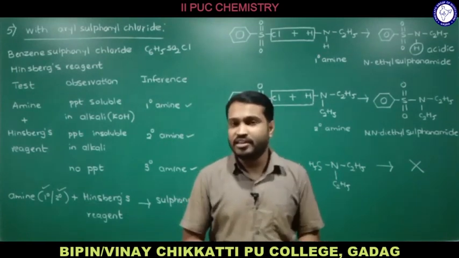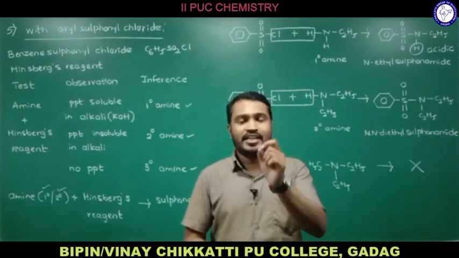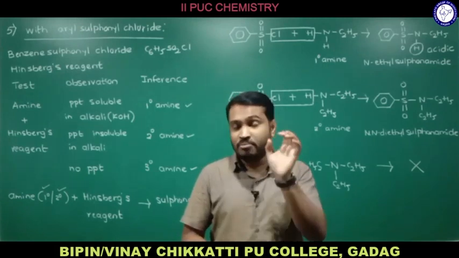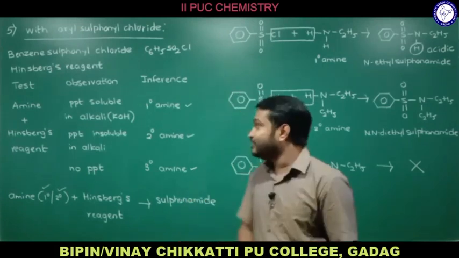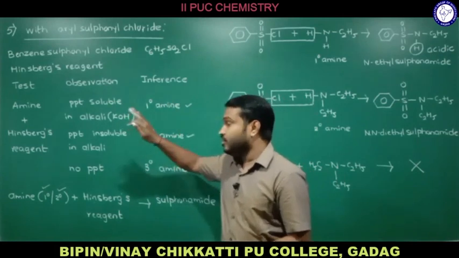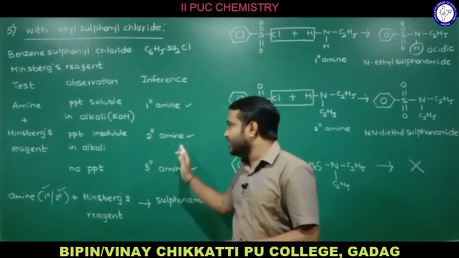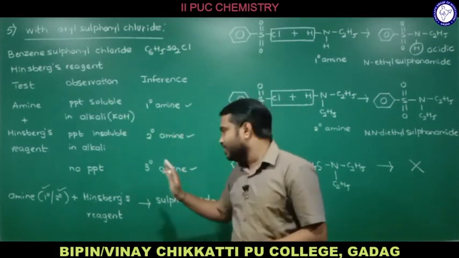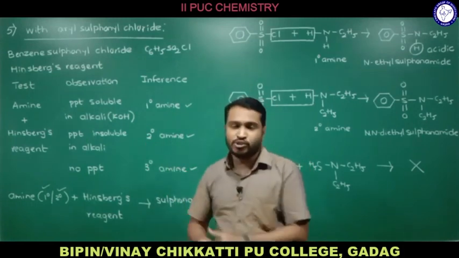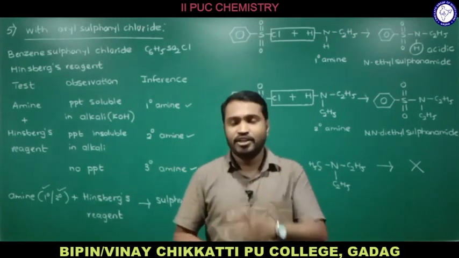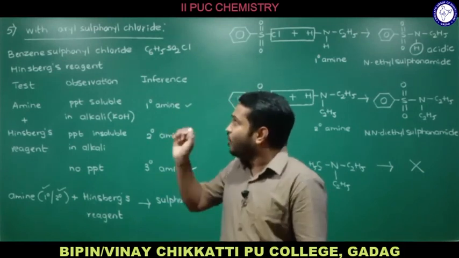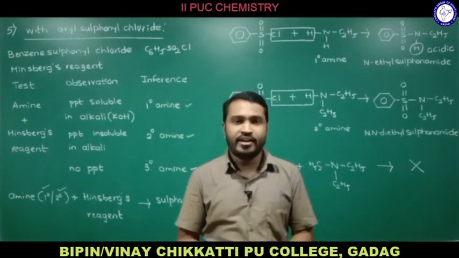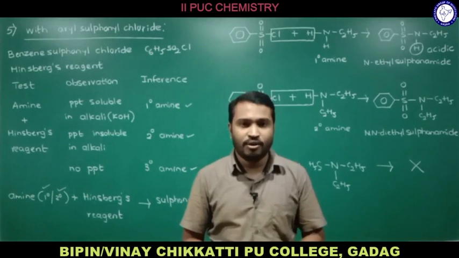So this is how primary, secondary and tertiary amines can be distinguished using a well-known reagent called the Hinsberg reagent. The formula is C6H5SO2Cl, and you need to remember the structure also. In the case of a primary amine, the precipitate is soluble in alkali. In a secondary amine, the precipitate is insoluble. In a tertiary amine, there is no formation of precipitate. You should know the reason behind that, which is how the amines react with the aryl sulfonyl chloride.